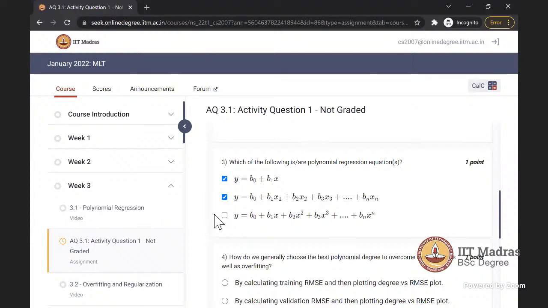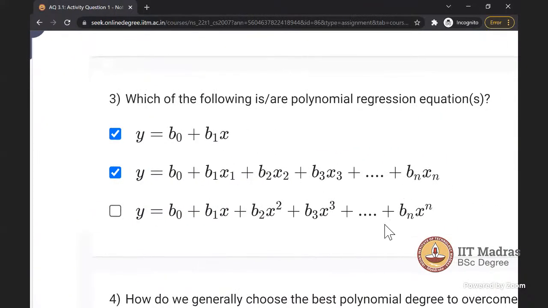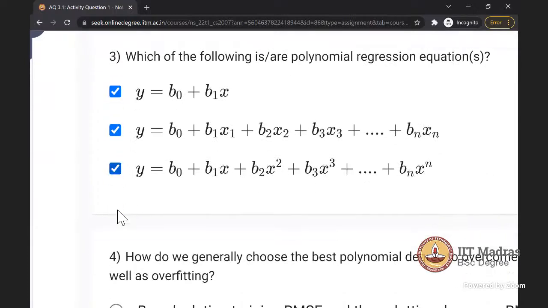N or n plus 1. Yeah, it's a polynomial. It's a degree of, you can say, n. Exactly. This is degree n, because the highest power term is at the last, which is bn multiplied by x raised to the power n. Right. Therefore, it's one feature, but degree is n. So this is to be true also.